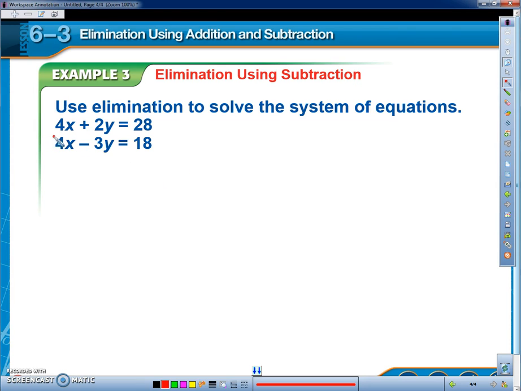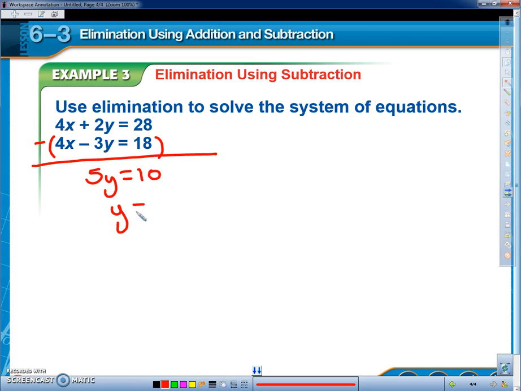So on this one, what I'm going to do is put parentheses around the bottom, and I'm going to put a negative sign out front. That negative sign is going to change the sign of everything on here. So positives become negatives, negatives become positive. 4x minus 4x becomes a 0. I've eliminated the 4x. 2y minus a negative 3y, well, minus a negative, that's like plus. So 2y plus 3y would be 5y. And that's going to equal 28 minus 18, which is 10. So y equals 2. Pretty easy problem when you do it like that.